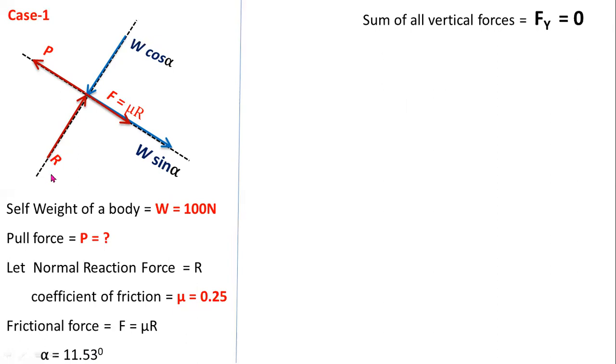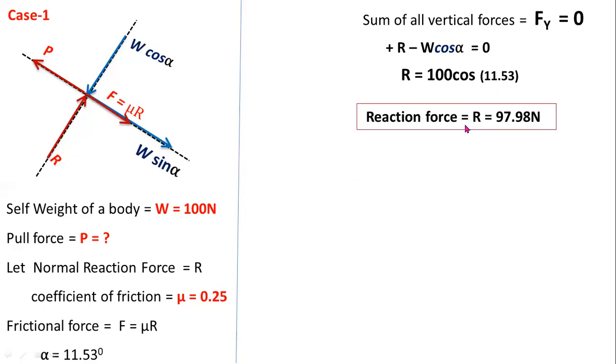For getting the normal reaction R, you have to resolve all the forces normal to the plane. These two are the forces normal to the plane, so W cos alpha and R. For upward direction you have to consider positive sign, for downward direction negative sign. So plus R minus W cos alpha equal to 0. From this equation, normal reaction R equal to 100 cos 11.53 degrees. So the normal reaction force at the point of contact, R, equal to 97.98 newtons.